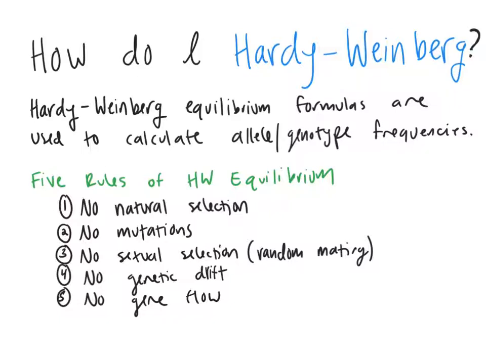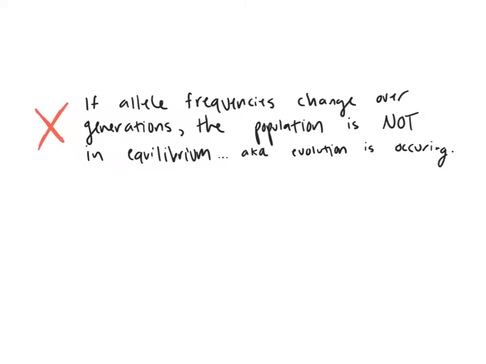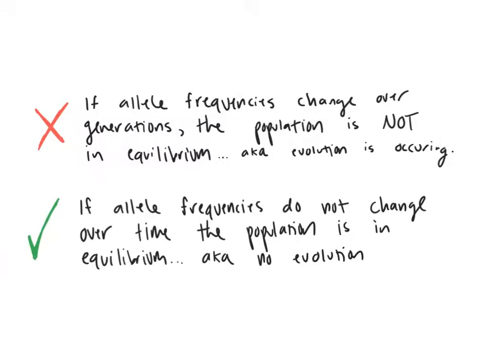because if any of these 5 things are not happening, so if natural selection is occurring, if there is a mutation, then that population is no longer going to be in what's considered Hardy-Weinberg equilibrium, and the formulas I'm about to introduce will not be usable. Essentially, to summarize, if allele frequencies are changing from one generation to the next, then evolution is happening. And if allele frequencies do not change from one generation to the next, then evolution is not occurring and the population is considered in equilibrium.